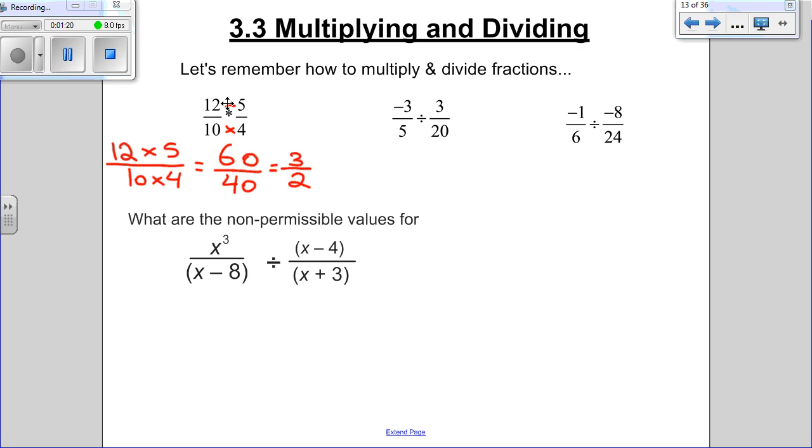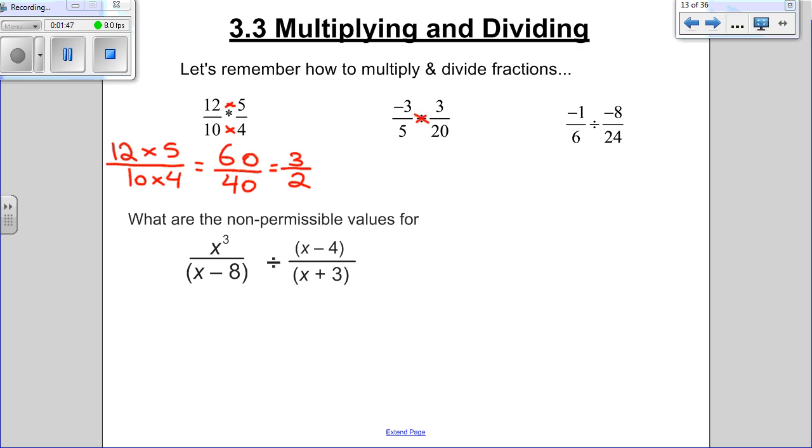Division is a little bit trickier. So division doesn't go straight across the top, straight across the bottom. Instead, we try to change a division question into a multiplication question. And if you were with me last year in Math 20, you probably remember my saying of kiss and flip. So what you do is when you have a fraction divided by a fraction, we try to turn this into a multiplication. When you turn it into a multiplication, that's the kiss in the kiss and flip.